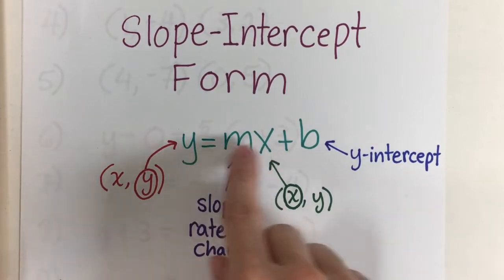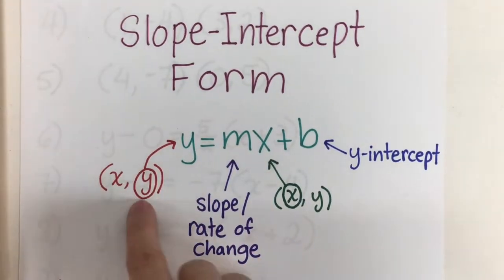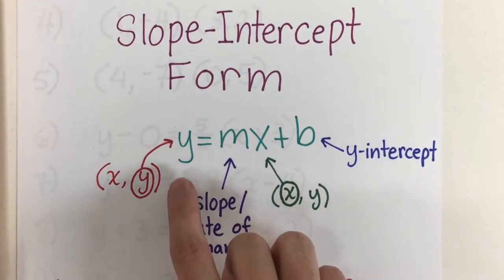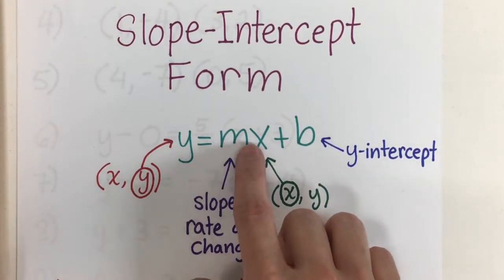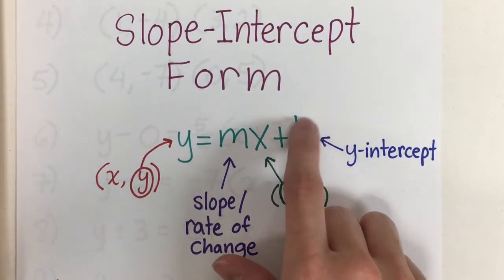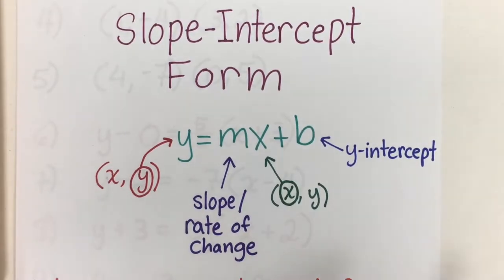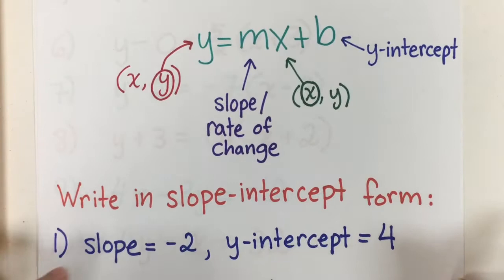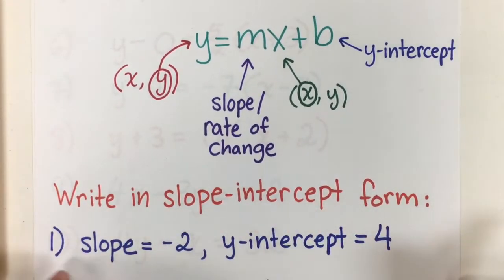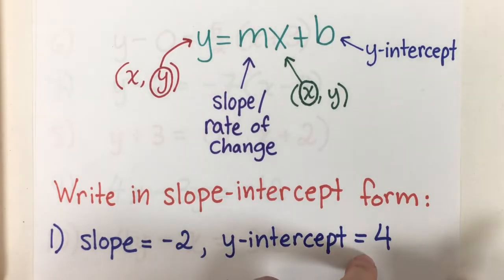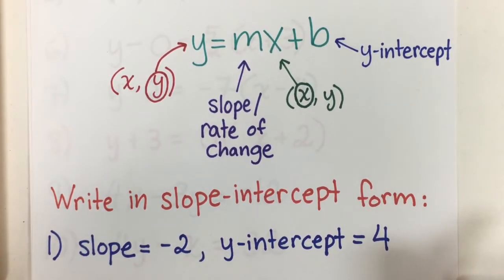The x and the y are from the ordered pair x and y. Okay, so slope-intercept form has to be in this form, y alone with an equals. Usually you have a number for m, letter x plus number for b. Okay, so let's go ahead and start with our first example. Write in slope-intercept form. I have slope equals -2 and the y-intercept is 4. So let's go ahead and copy all of this down and begin.